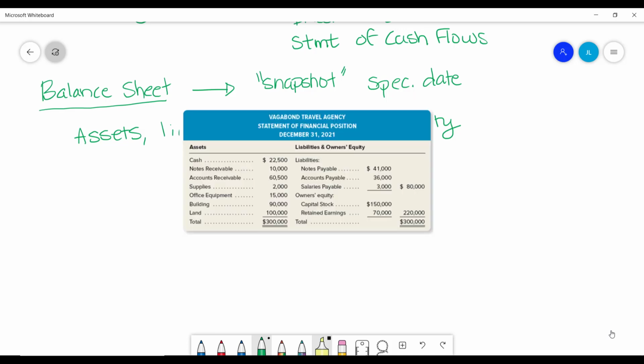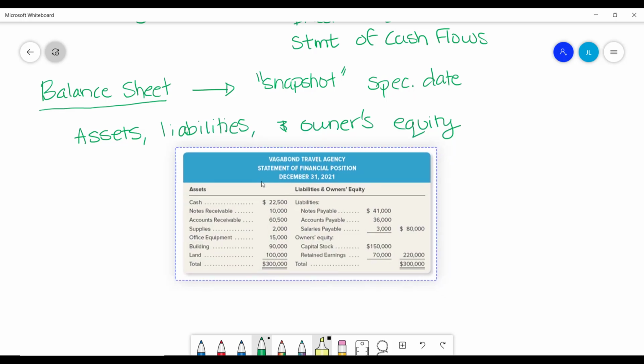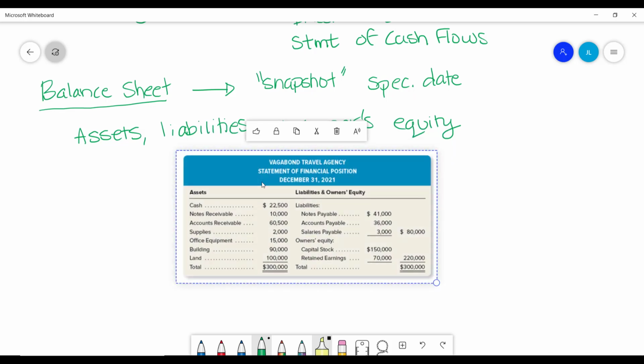So I'll quickly paste an example in here so we can take a look. Oops, I did not mean to write on top of that. So let me move that down a little bit here. So you can see here that we have the name of the business. We have the name of the financial statement, which in this case, they decided not to call it a balance sheet, but statement of financial position, and then the date.